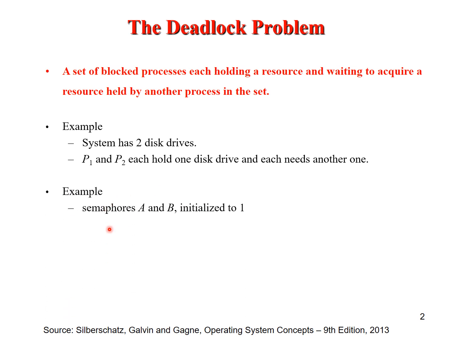Also, the semaphores A and B are initialized to 1. Process P0 initiates a wait operation on A. In the meantime, process P1 initiates a wait operation on B. The next instruction is wait of B by process P0 and wait of A by process P1. As there are no signal operations on both ends, it leads to a deadlock.